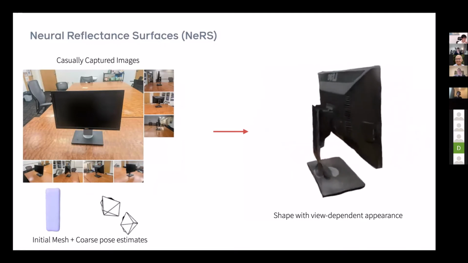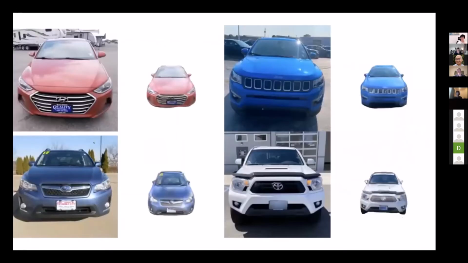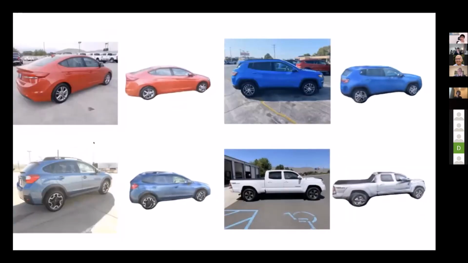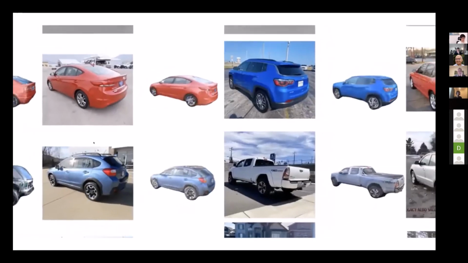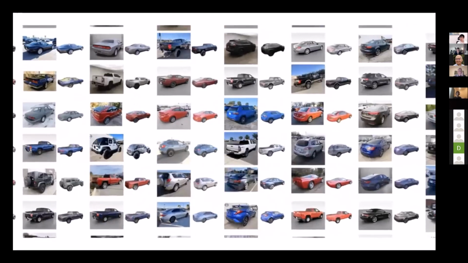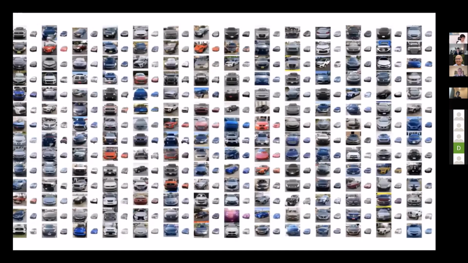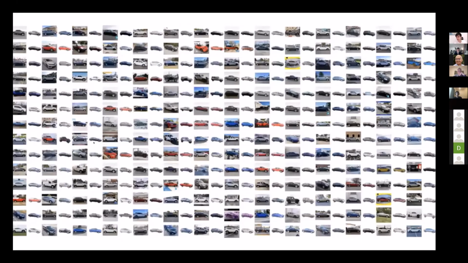So before I go into the specific details of our approach, oh, sorry, actually, here's just some more results to convince you that this is really something that works across a lot of objects. And again, using the very same initial shape, we're showing reconstructions of about 200 different cars from Craigslist, again, using just about 8 images on average for each of these instances.